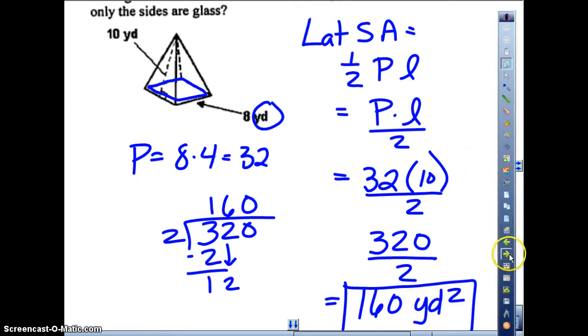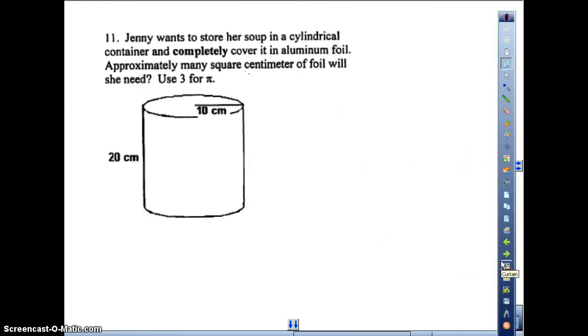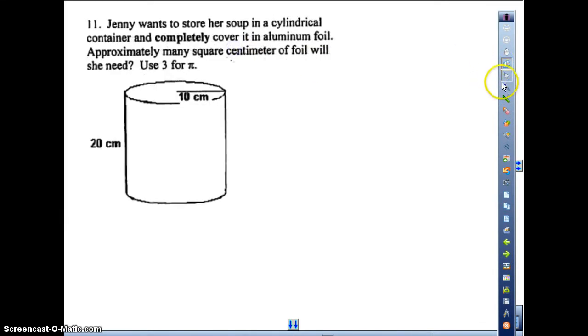We're ready for number 11. Jenny wants to store her soup in a cylindrical container and completely cover it with aluminum foil. Approximately how many square centimeters of foil will she need?